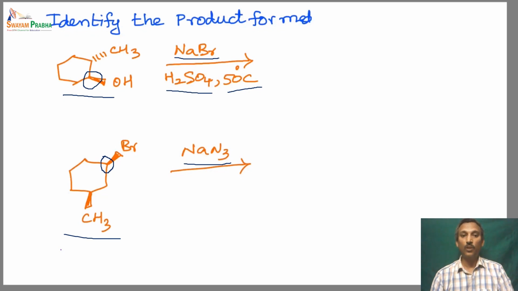Now, one of the clues here is that we have an acid group. Here we don't have an acid group, so that is the only thing which is different. Now, does it make any difference or not? We really don't know right now. We have to figure out whether the presence of an acid makes any difference in this particular reaction or not.